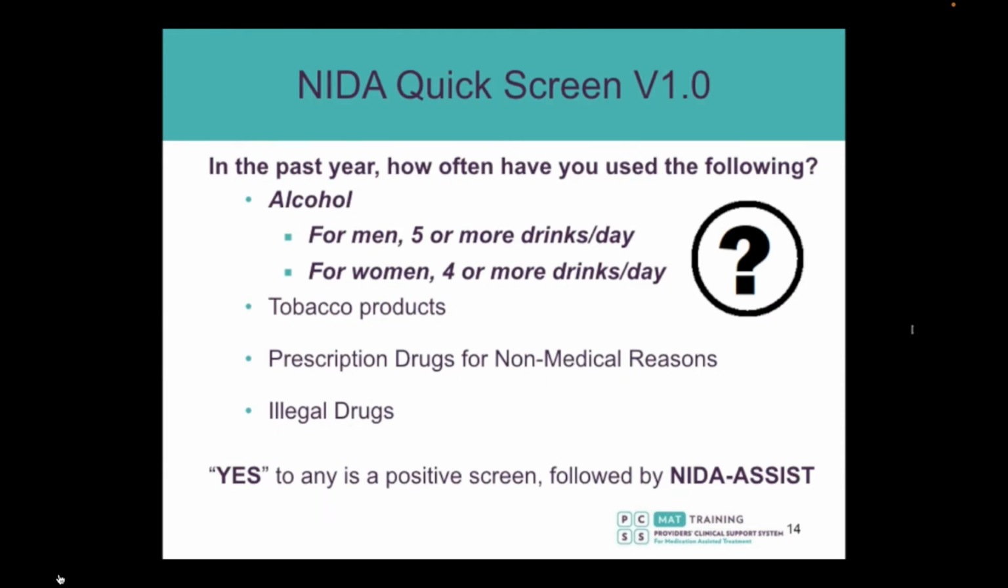So the first screen that I've included here is the NIDA Quick Screen, which evaluates for both problematic alcohol and drug use with one screening question that's then followed by more detailed questions in the NIDA-ASSIST. The Quick Screen is included here for the purposes of showing a tool that can assess for alcohol, drugs, as well as tobacco use. Note that the Quick Screen question asks about past year alcohol use, with a limit of 4 drinks per day for women and 5 drinks per day for men. And we'll talk more about the NIDA-ASSIST when we talk more specifically about screening for drug use.